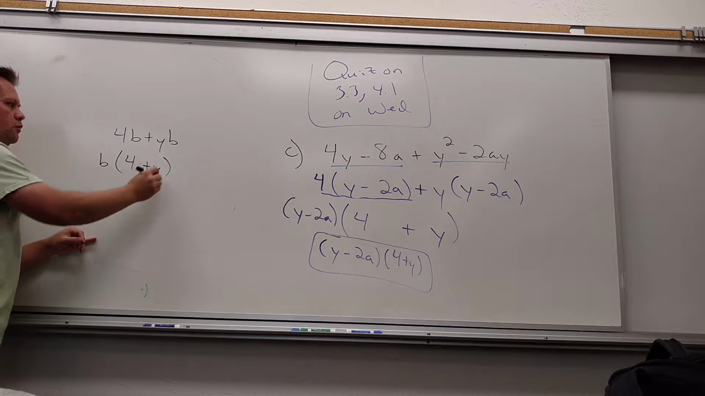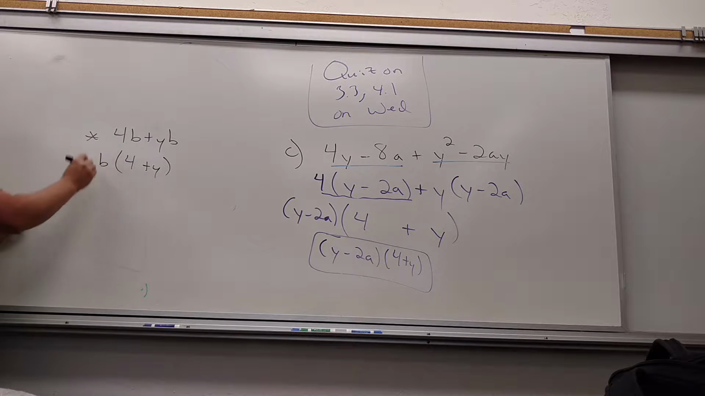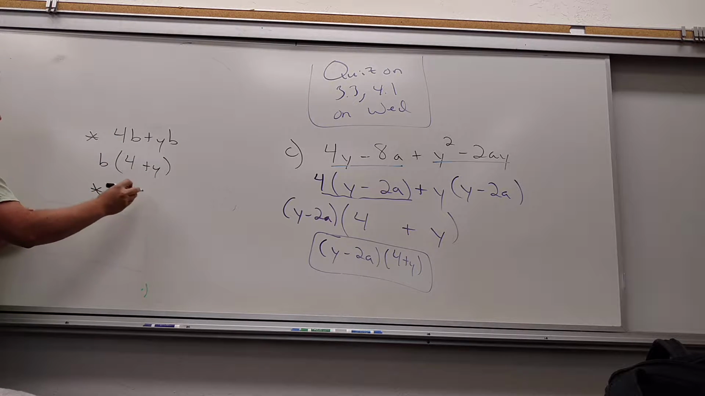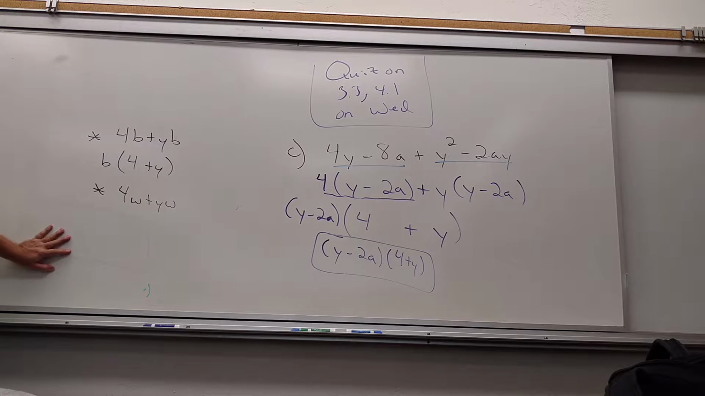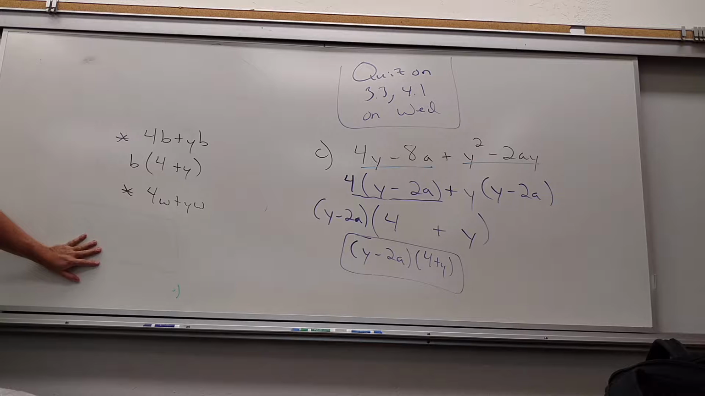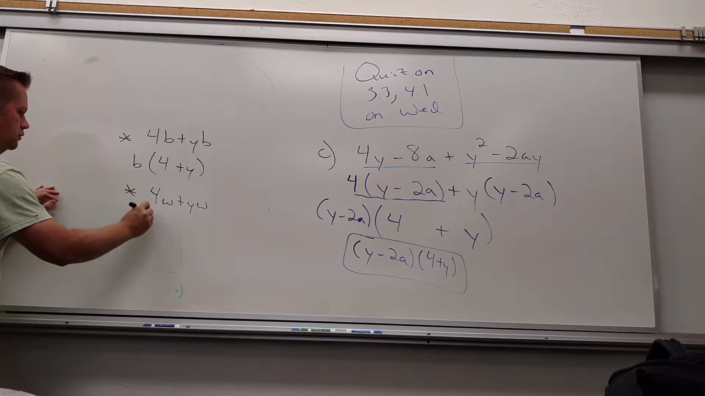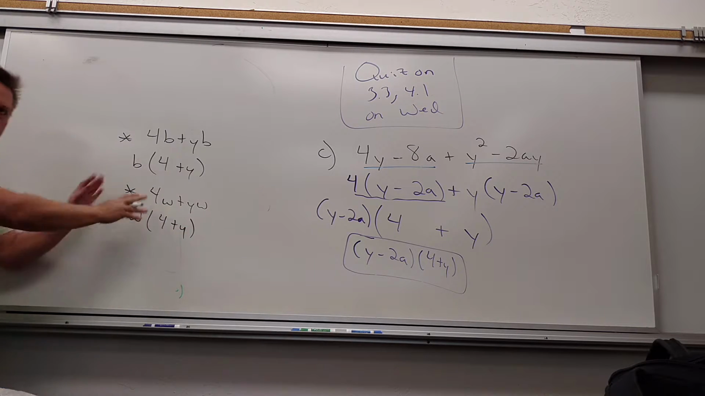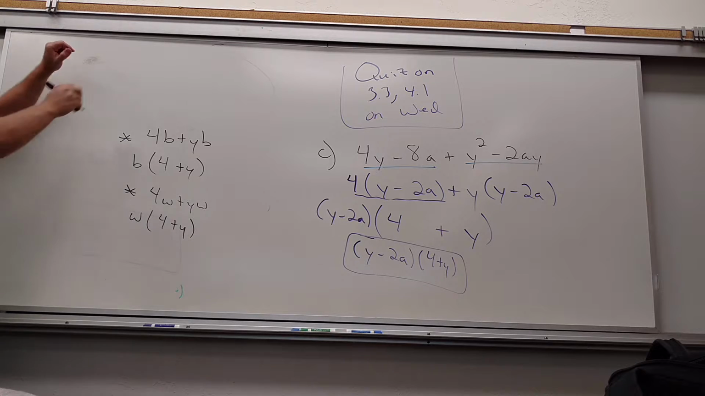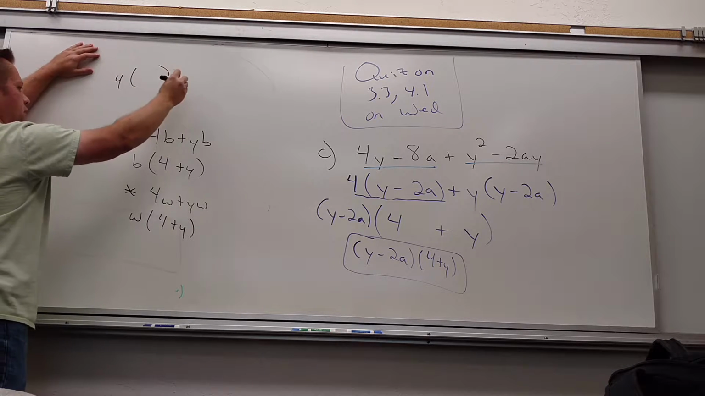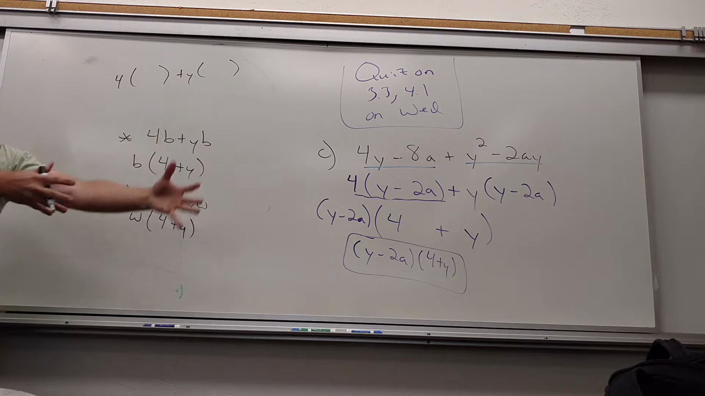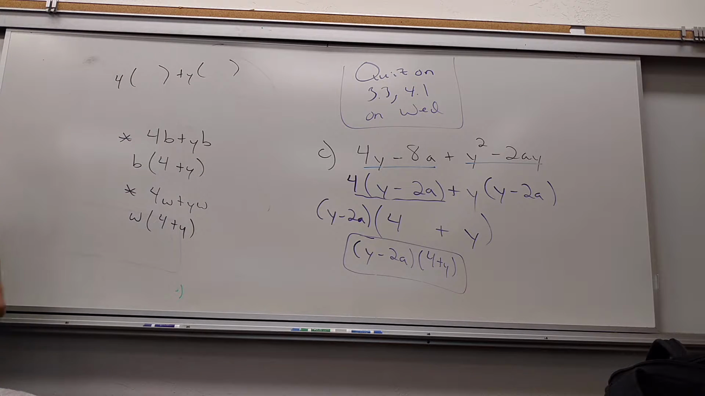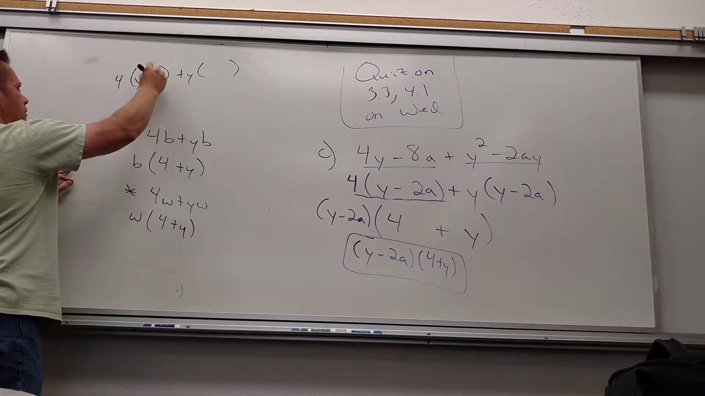What if I would have said 4w plus yw? It's the same thing, right? Because they both have a w. So w will come out, and then I put 4 plus y. Is everybody cool with that? So what if I put 4 times something plus y times that same thing? Well, whatever that same thing is, it's going to come out. Even if I make it something like y minus 2a.